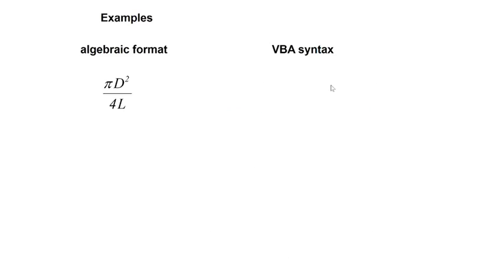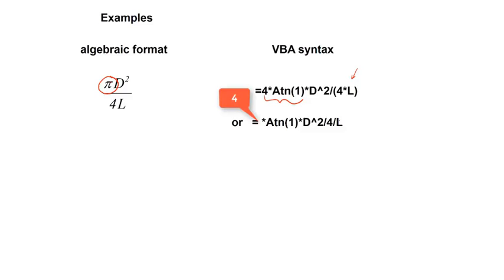All right, let's go through a couple more examples. We have pi d squared over 4l. There is no built-in pi function. So a good way to denote pi in VBA is to do 4 times the arctangent of 1. So the tangent of pi over 4 is equal to 1, so you can use that property to define that as pi. So we can either write it like this. So this expression on the left would be written like that, or if we don't use parentheses in the bottom, we can divide twice because the way that VBA reads syntax is left to right.